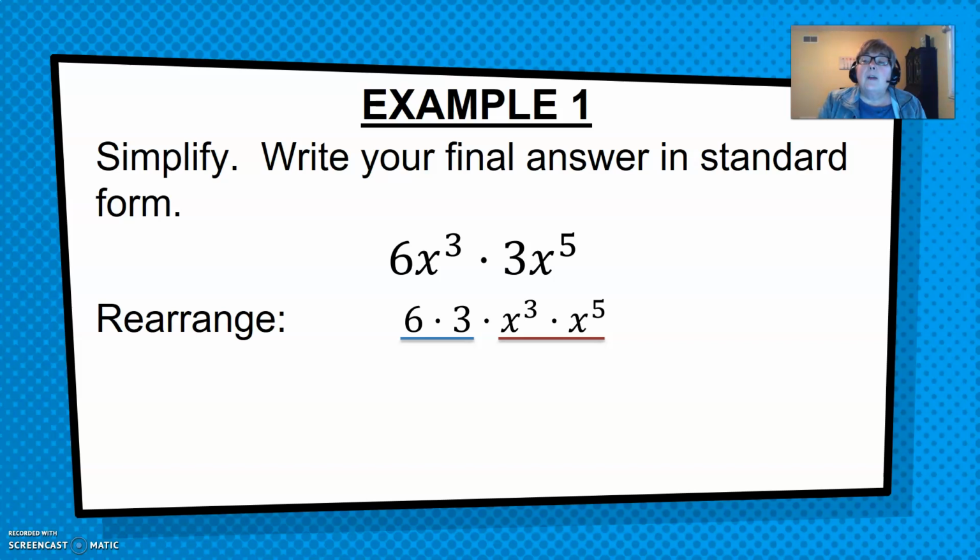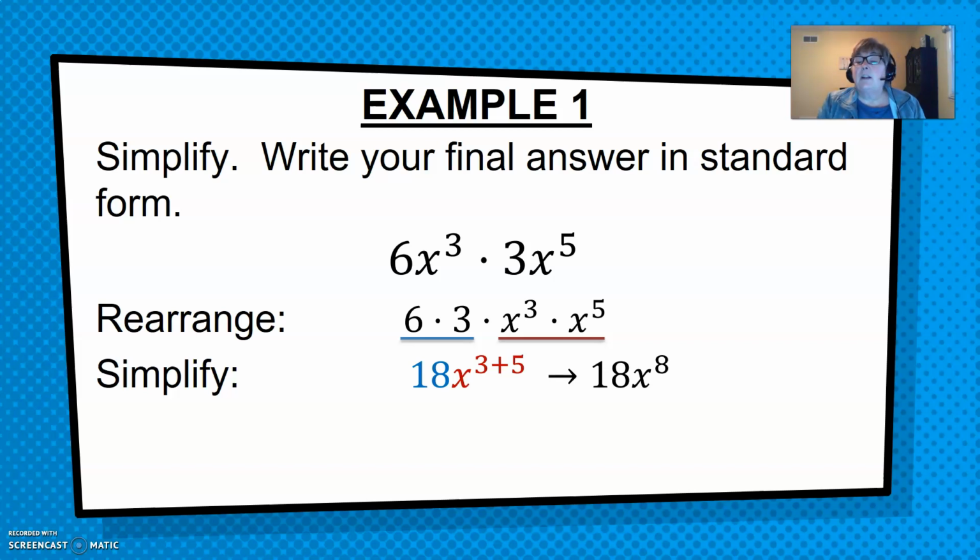Well, I know that 6 times 3 is 18. And x to the third times x to the fifth, well, if you remember our exponent rules, when we're multiplying and the base is the same, and the base is x for both of these, you can just add their exponents. So it looks like this. 6 times 3 is 18, and I get x to the 3 plus 5. And I can simplify that a little bit more and get 18x to the 8th, because 3 plus 5 is 8.